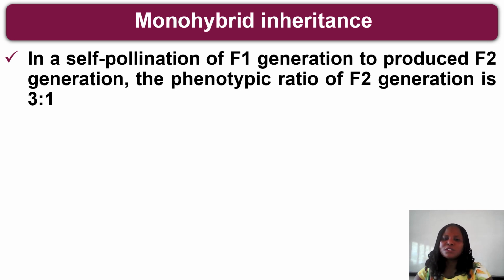Now Mendel didn't stop the experiment on only height. He conducted the experiment on other characters as well. And in each experiment, he realized that they all had the 3:1 ratio.